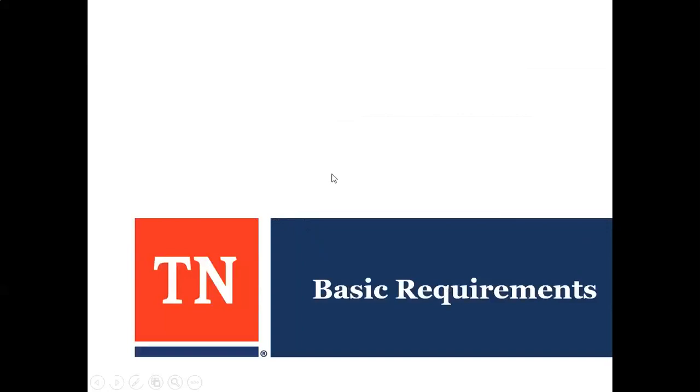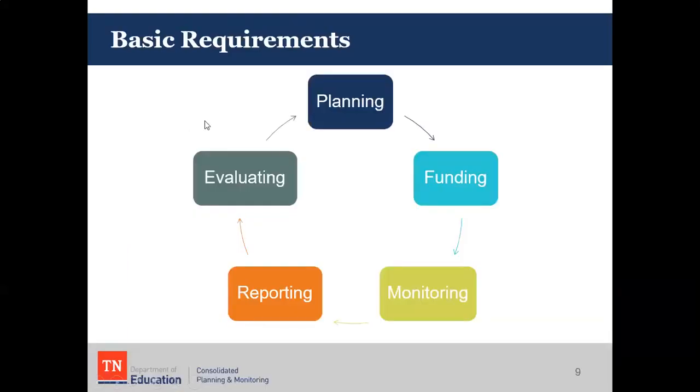I'm going to turn over to my colleague, Aaron Christian. Next, we'll be talking about the basic requirements. For the basic requirements, you will see on the screen that there is a chart detailing the 5 elements in the program: planning, funding, monitoring, reporting, and evaluating. Today we will be talking about reporting and evaluating.